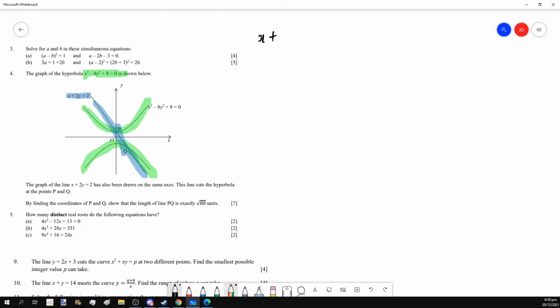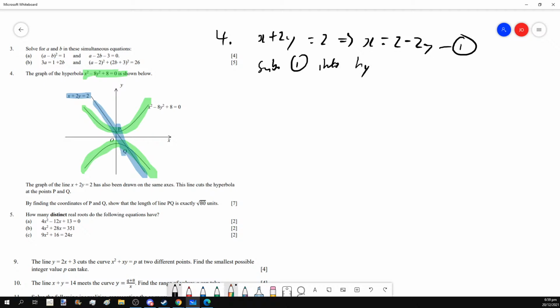Right? We have x plus y. Let me write the question number. Question 4. We have x plus 2y equal to 2. Clearly, this implies x equals 2 minus 2y. We'll call this equation 1. Then afterwards, we will substitute 1 into the hyperbola. The hyperbola is x squared minus 8y squared. So we will have x squared minus 8y squared. And afterwards, plus 8 equal to 0.